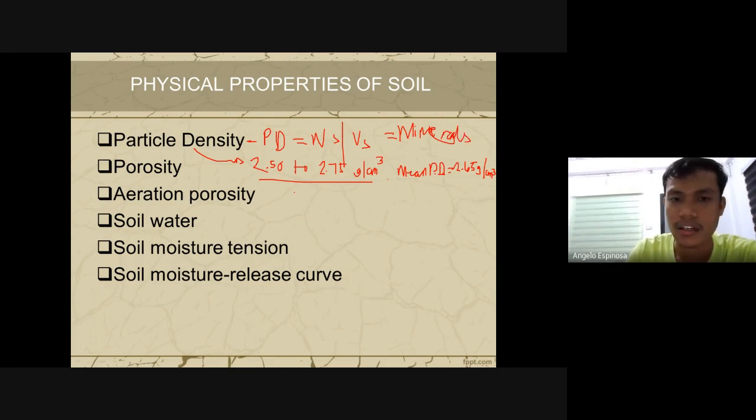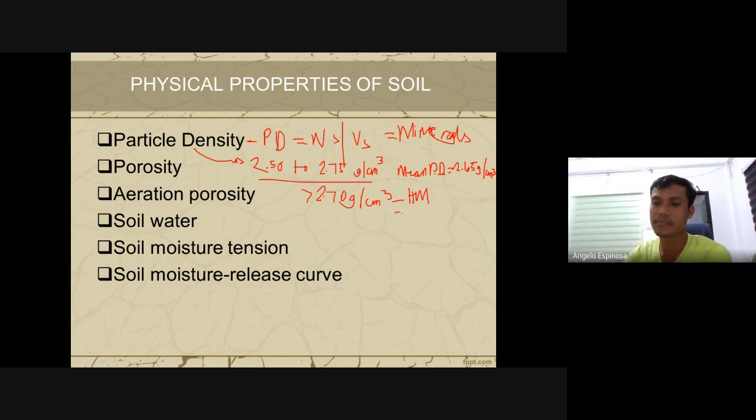And we have also the range. If the particle density is higher than 2.70 gram per centimeter cube, it may indicate soils that derive from heavy or iron-bearing minerals. Ibig sabihin, the soil is derived from heavy minerals or iron-bearing minerals.